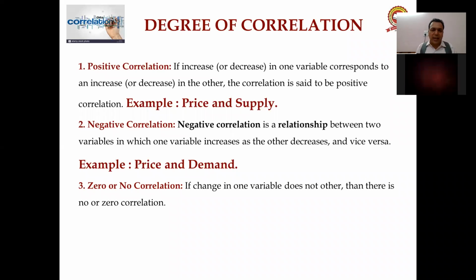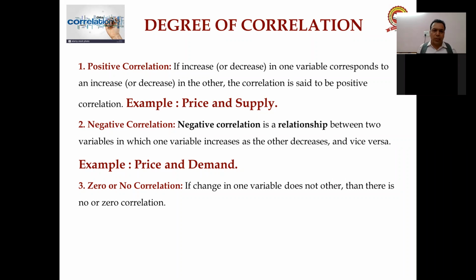Second, I talk about negative correlation. I have given another example of price and demand. When the price is increasing, you know what happens? Demand decreases, right? When the price increases, demand decreases. This type of relationship is called negative correlation, right? And when the price is decreasing and demand is increasing, this is also called negative correlation, and vice versa, correct?